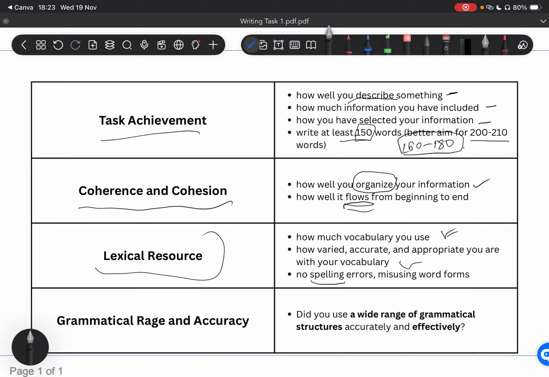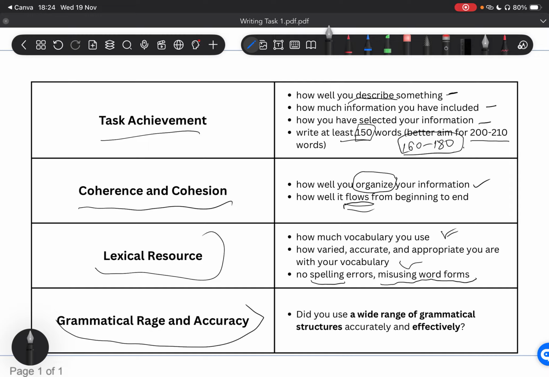Of course, pay attention to spelling errors. If you misspell a word, I don't really think that it will count as the word that you used, because if you know the word, then you should also be able to write it with no spelling mistakes. Also, if you know the word, you should not misuse its form. If it's in an adjective form, or if you need its verb form, use it in the verb form, and so on.